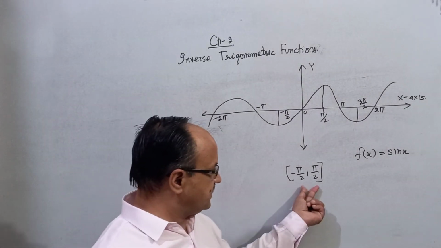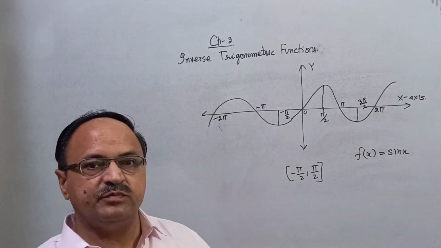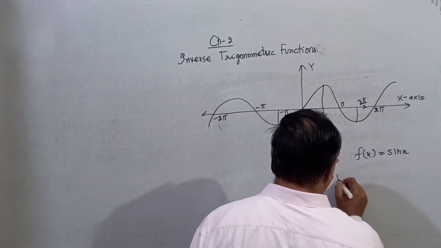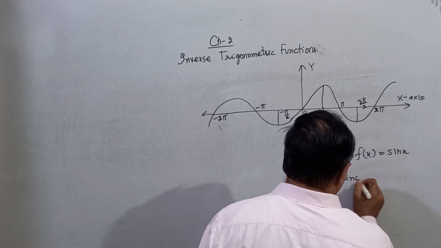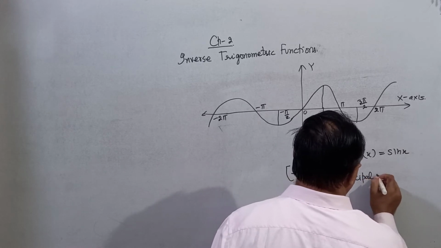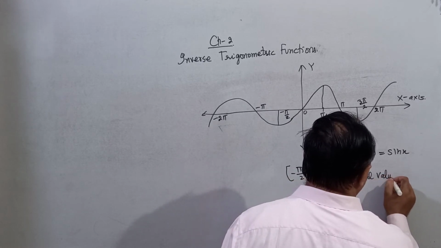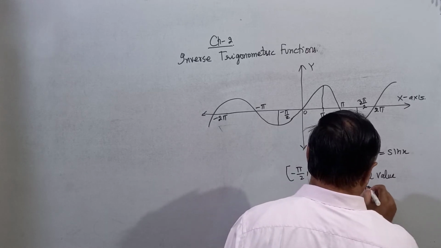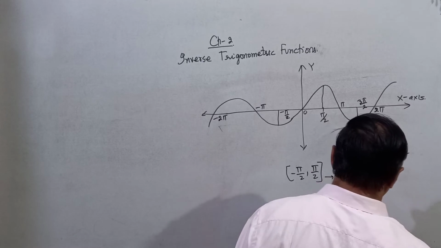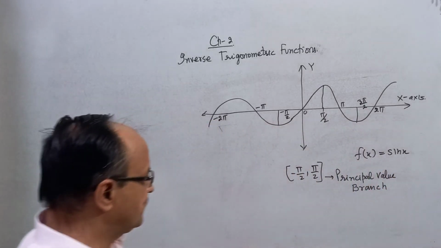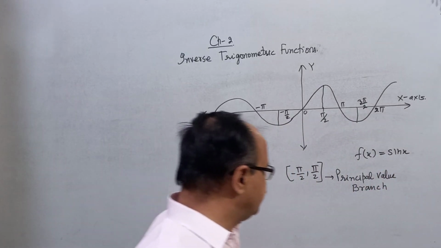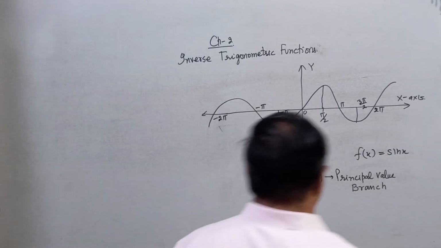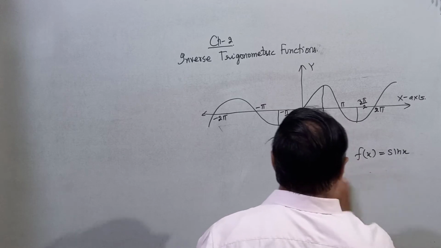Then you can say this is called the principal value branch. Or you can say principal branch. This is called the principal branch. Clear? Similarly, you can find other branches also.